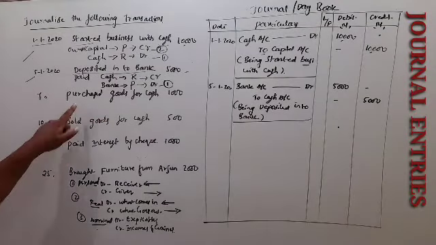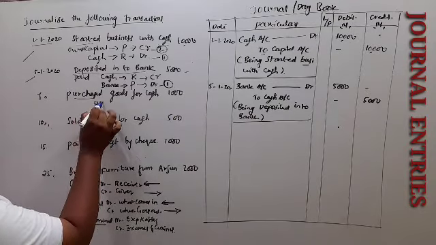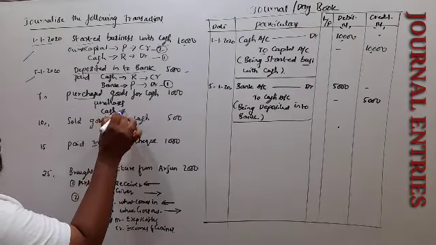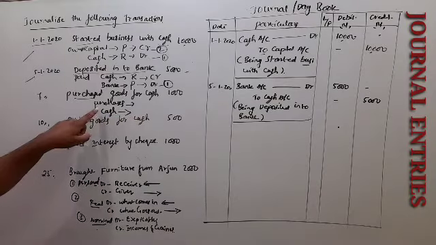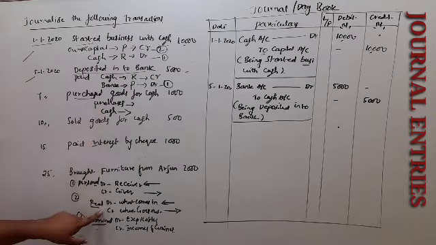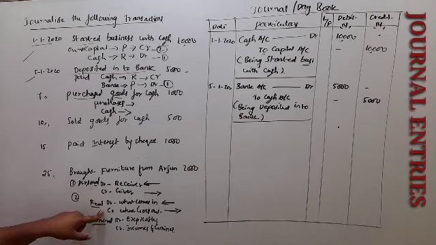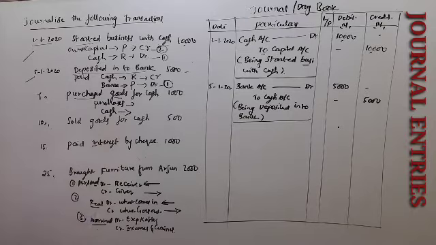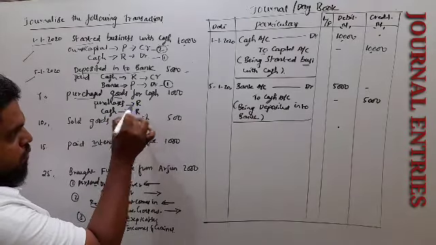Next, purchased goods for cash. In this transaction, two accounts are involved: purchases account and cash account. Under the English system, purchases comes under a real account. What are we purchasing here? Goods. Goods comes under a real account, and cash also comes under a real account. Both purchases and cash come under a real account.